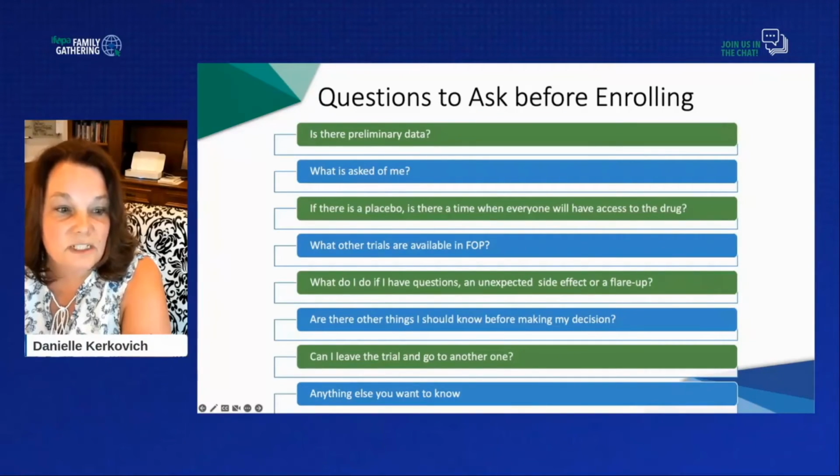What is asked of me in terms of time commitment? Will the trial cover the cost of transportation or hotel stays if those are necessary? If there's a placebo, is there a time when everyone gets to take the medication, like a crossover design? What other trials are available in FOP?